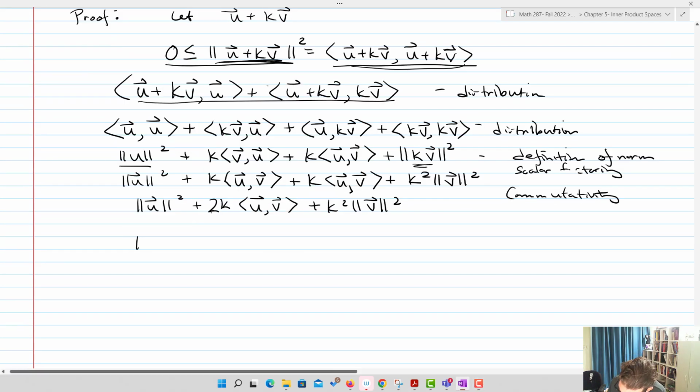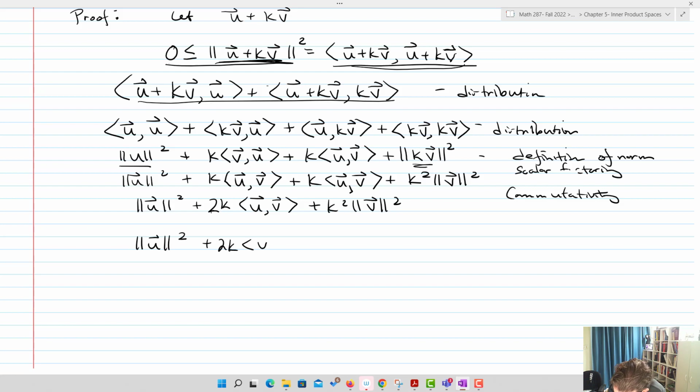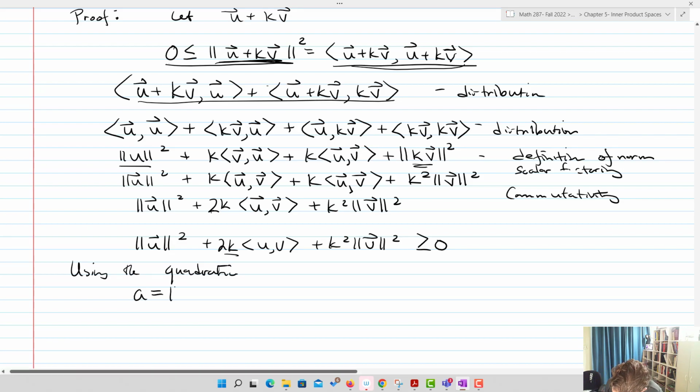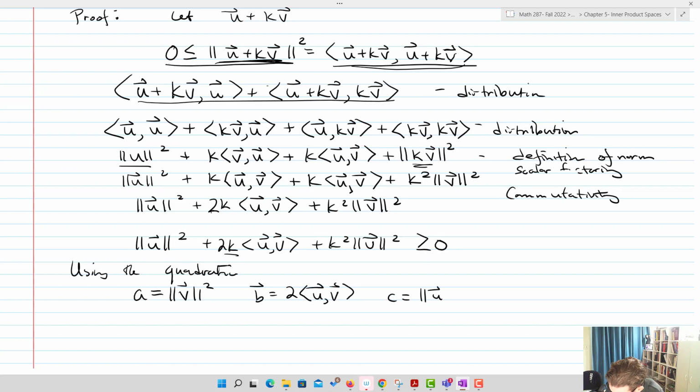So what I've got now is u squared plus 2k u v plus k squared times the norm of v squared, and that's got to be greater than or equal to 0. If you look here, what I actually have is a quadratic in k, where k is just some arbitrary scalar. So using the quadratic, a equals the magnitude of v squared, b equals 2uv, and c equals the magnitude of u squared.